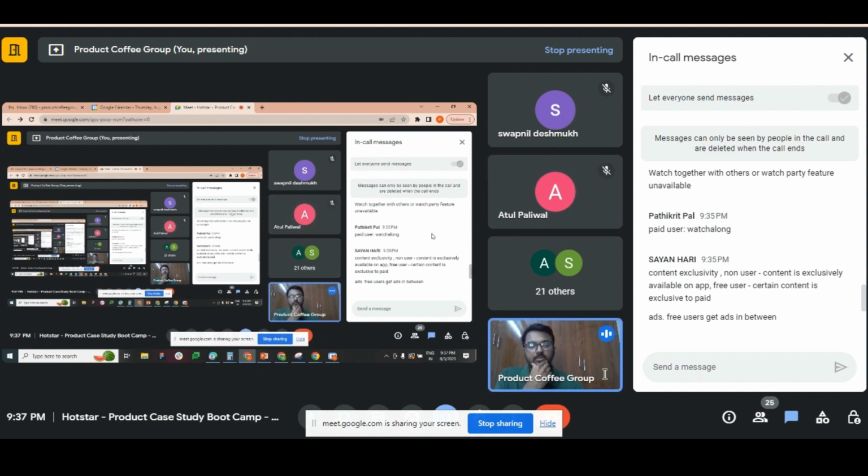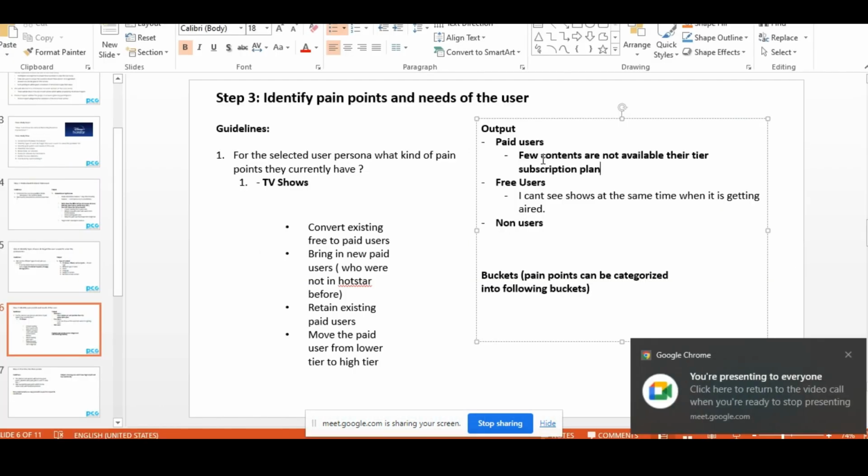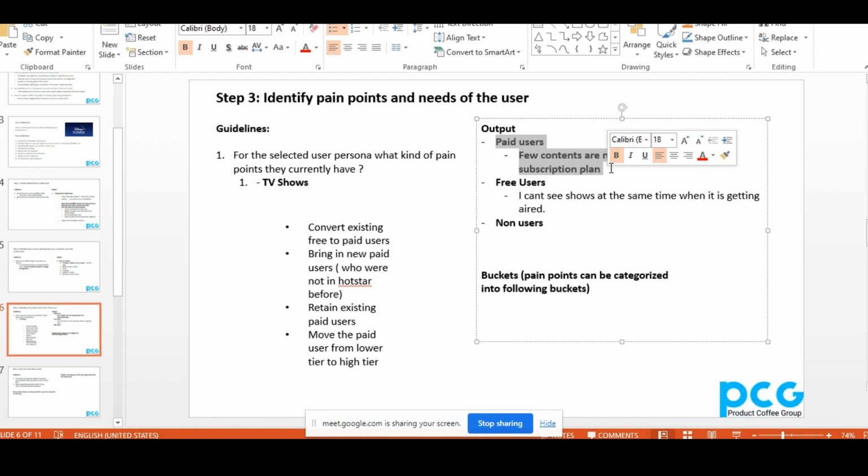Okay. See, when we say paid users, I'm specifically talking about within the ecosystem of Hotstar. Now, the one that you're talking about is like, I want to be a paid user, which means I'm a non-user, right? I want to be a paid user, but I don't want to pay unless I get everything in a single bucket, a single plan. I mean to say, if I am a paid user of Hotstar, but the content which is new and which I want to see is not available on Hotstar.